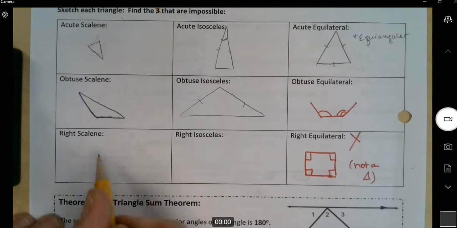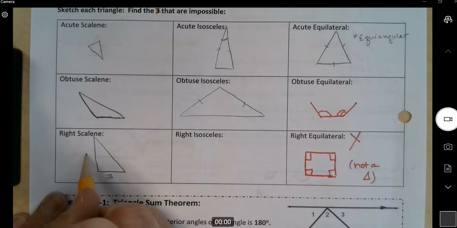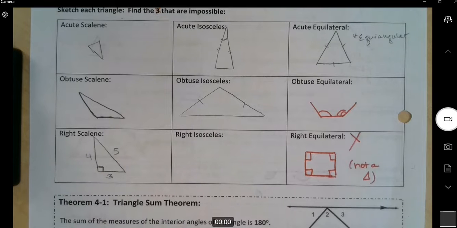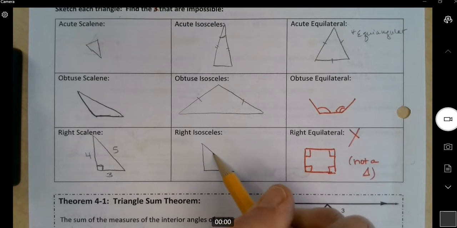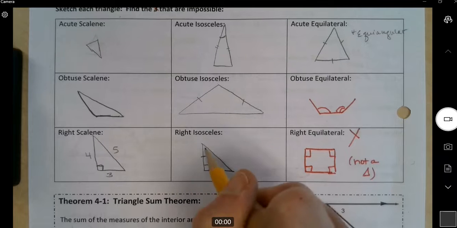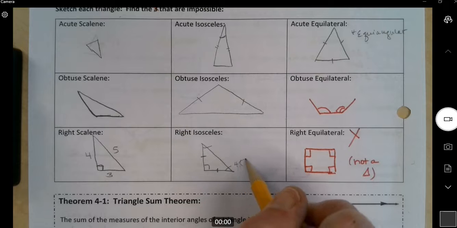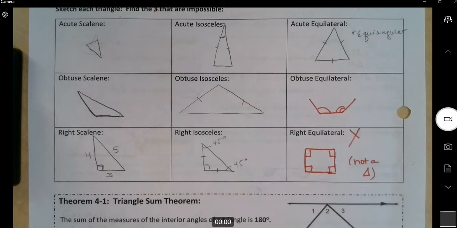Hey, our right scalene is the foundation of so much of what Pythagoras had going on. If we had a 3 and a 4 and a 5 triangle, we're going to talk about a lot of that. And a right isosceles triangle, again, is where these two sides are the same, and we're going to learn that these two angles are going to be 45-degree angles. And that's a huge special triangle that we talk about lots and lots and lots.